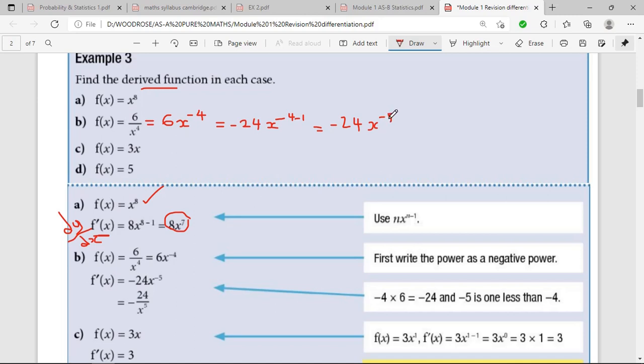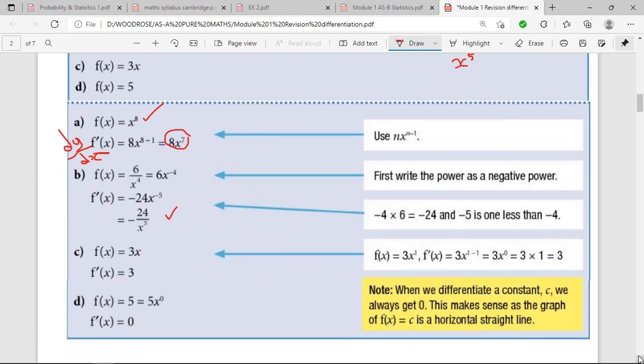And if we are to simplify again, the power of x is negative. You can rewrite it as minus 24 on top, then over, we are bringing down this one, x to the power of 5, without the negative power. So as you can see, this is our final answer.